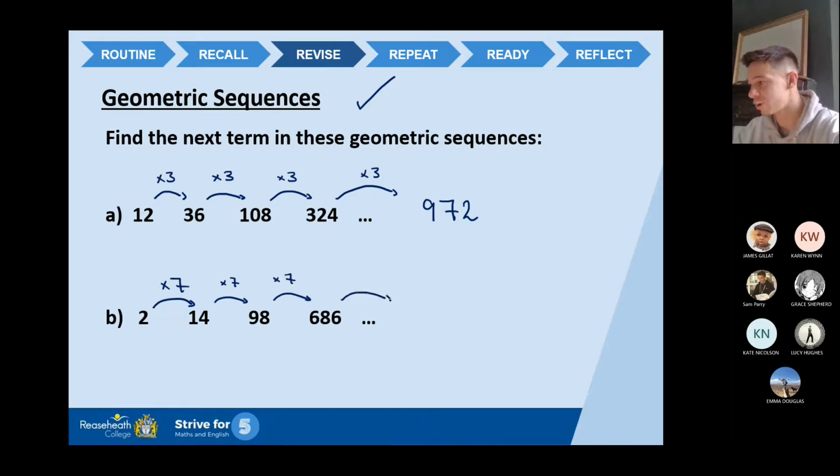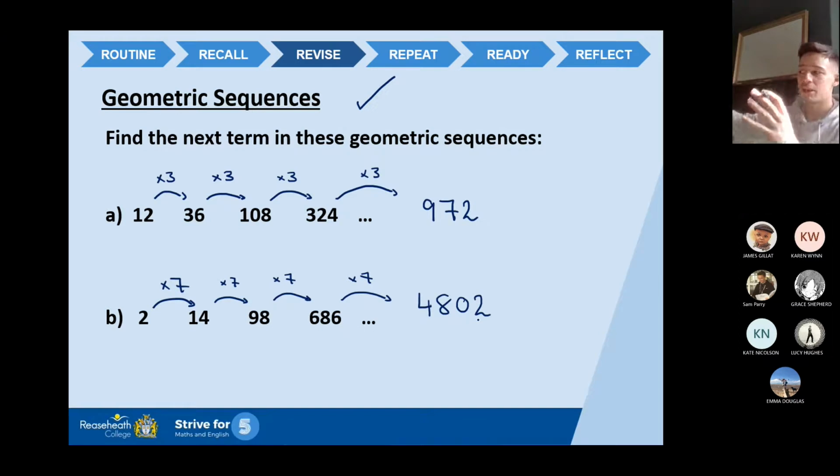And then you say, right, the next one times by 7. And make it very visual. Show the examiner you've spotted the rule. You put it into action. 4,802. These are two examples of geometric sequences. The numbers get bigger, bigger, bigger. The gaps are changing every time.